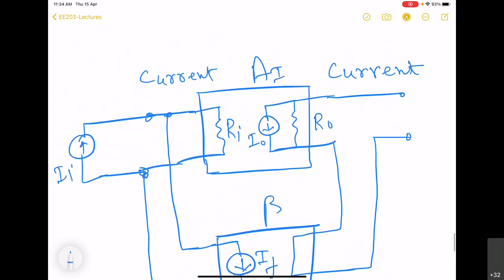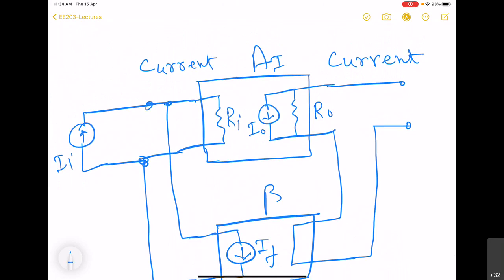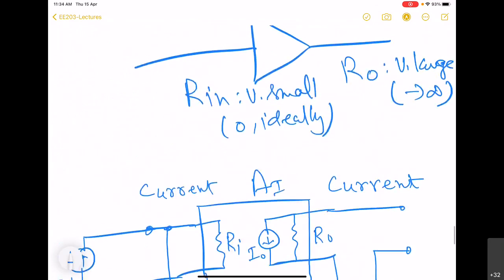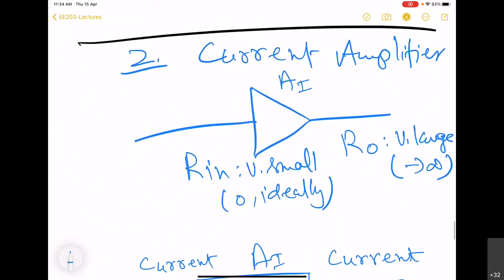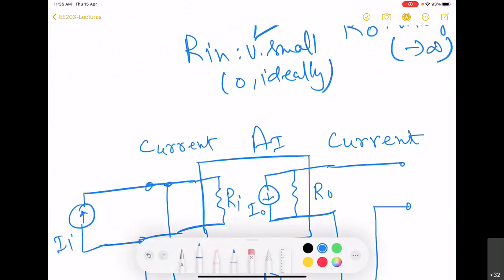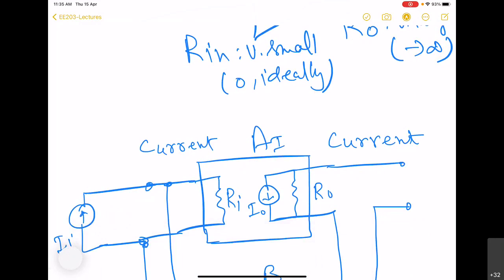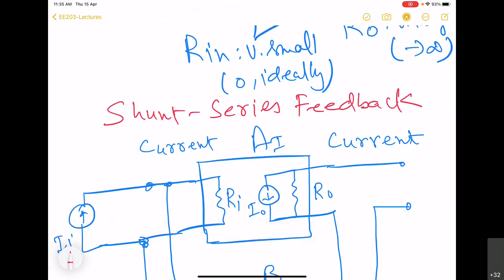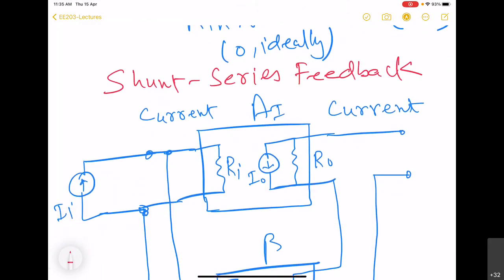Right. So we see that in this case, the input side connection is shunt, output side connection is series. So that is why this case is also called Shunt-Series Feedback topology. And in this case, currents are involved, so this is also called current feedback topology.